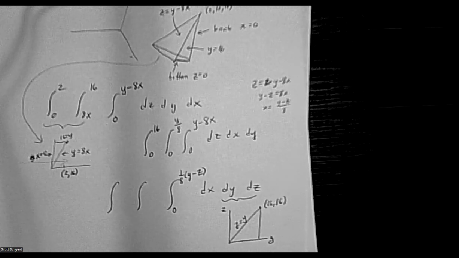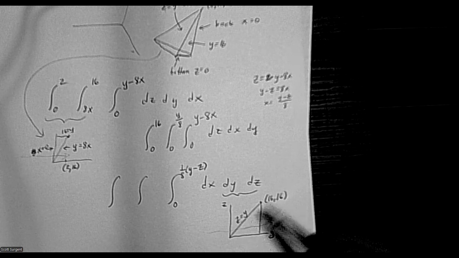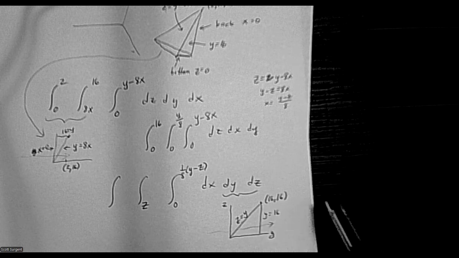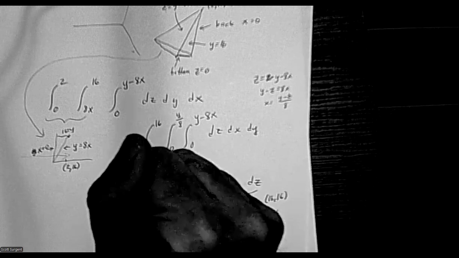So if I do dy next, I draw the arrow this way, and I have to solve for y, so y is z, and then I exit out at y equals 16. And then the z bounds would also be 0 to 16.